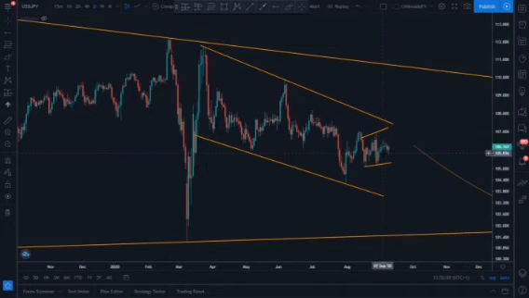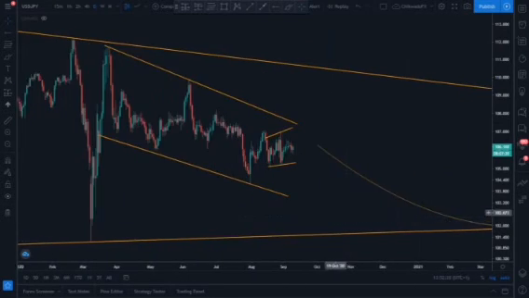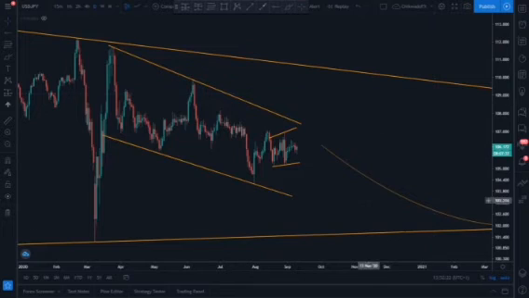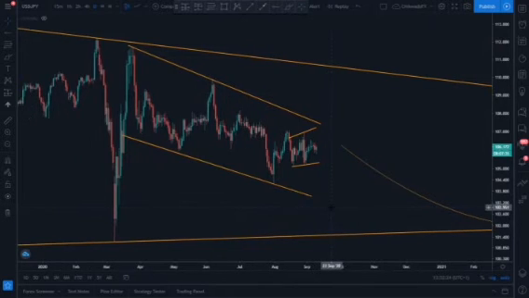We don't know. But I believe that we are going to come to this zone, touch this parallel channel for the third time, and then ultimately push down to fill this monthly wick here. And then from that point on, we'll start looking for buying opportunities on USDJPY. So you can see that.